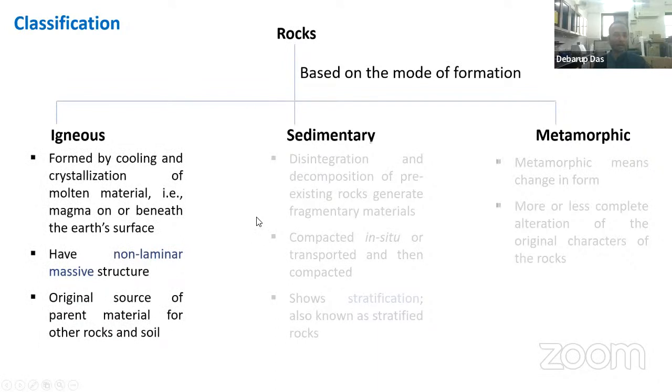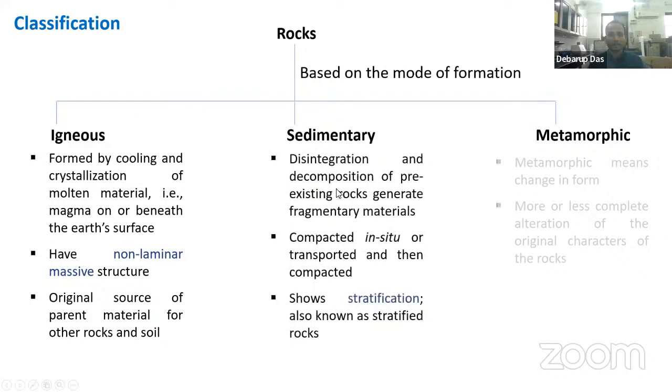Igneous rocks are formed by cooling and crystallization of molten material, that is magma, on or beneath the earth's surface. They have a non-laminar massive structure. They are the original source of parent material for other rocks and soil. Sedimentary: disintegration and decomposition of pre-existing rocks generate fragmentary materials. That means once these igneous rocks have formed, they will disintegrate and decompose to form fragments.